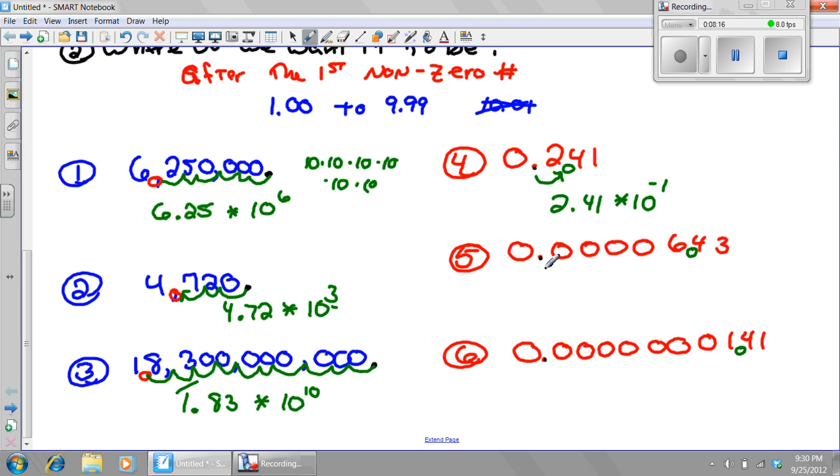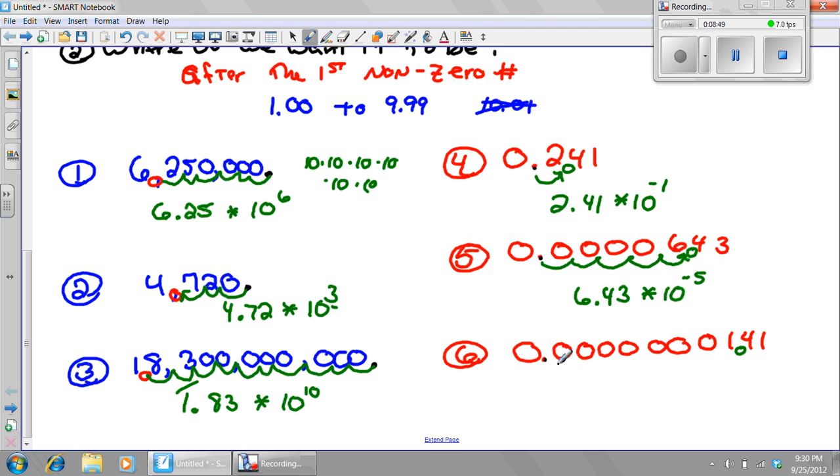Well, check this out. Number 5. 1, 2, 3, 4, 5. My new decimal becomes 6 and 43 hundredths times 10 to the, 1, 2, 3, 4, 5, negative 5th. How do I know it's negative? Because I know it started with a number smaller than 1, and my number became larger. To keep its value, I have to multiply by a negative exponent.